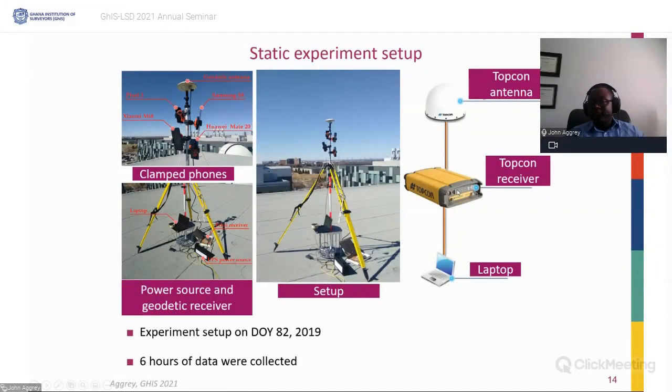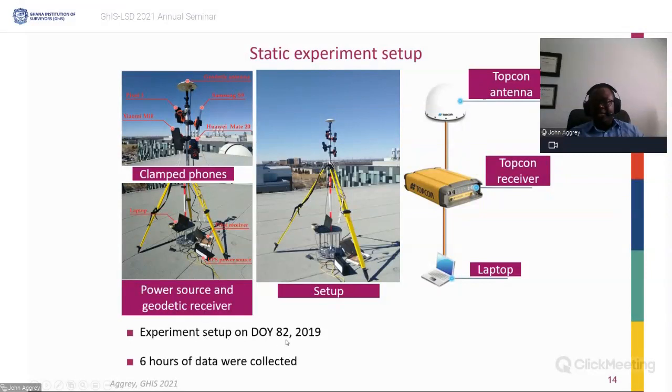The Topcon receiver is a geodetic grade receiver. It costs about 15,000 US dollars. So I was using that as a reference in order to judge the accuracy of those smartphones. And you can see here, all the smartphones are clamped to the tripod. You have my geodetic antenna over here, my laptop down here, and the Topcon receiver also down here. And everything is connected to a power source over here.